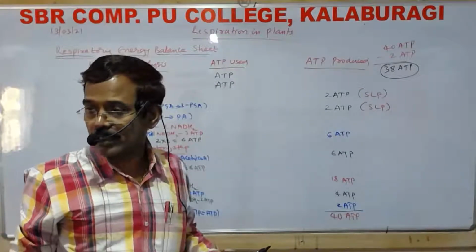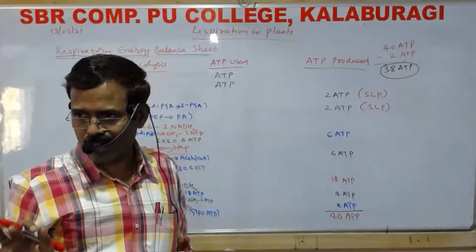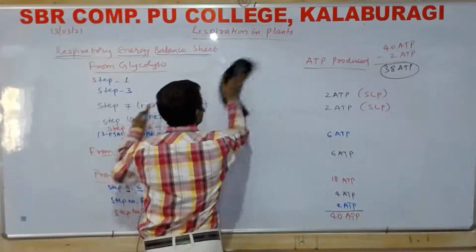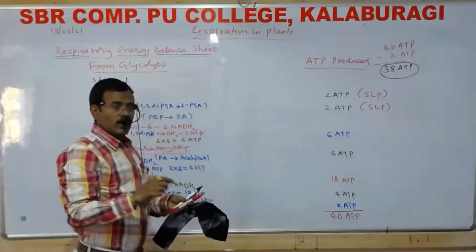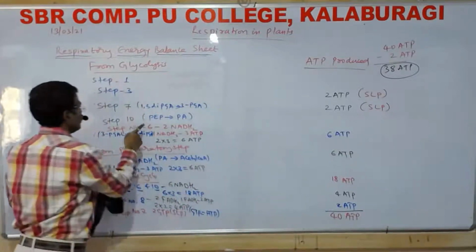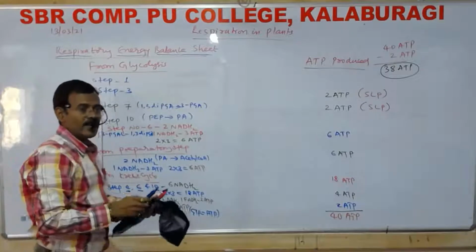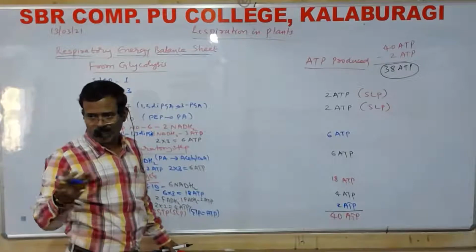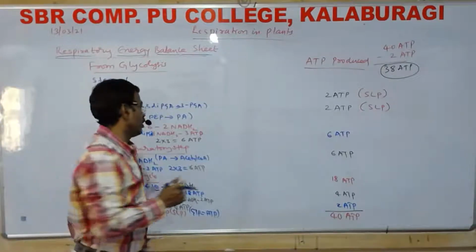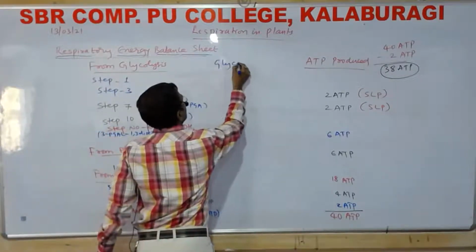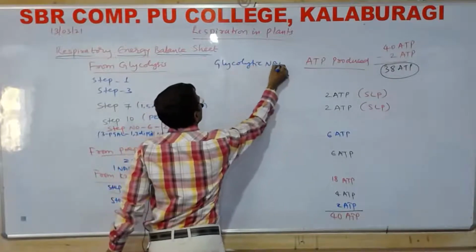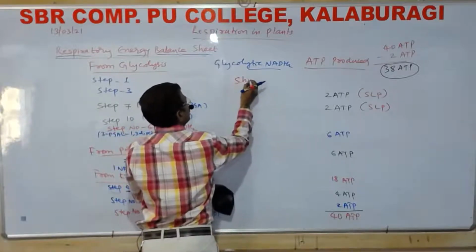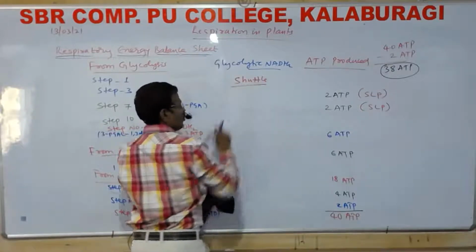Now we have to get 36. Okay. Now remember, glycolytic NADH2, this one. This glycolytic NADH2 cannot directly enter into oxidative phosphorylation in the mitochondria. So this glycolytic NADH2 is subjected to a shuttle.